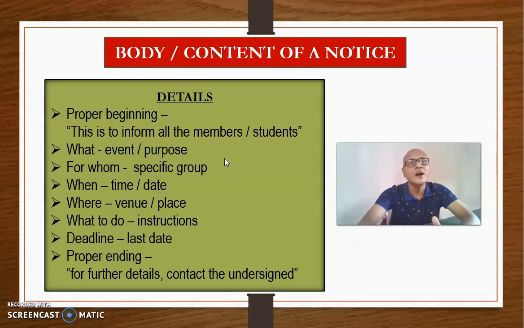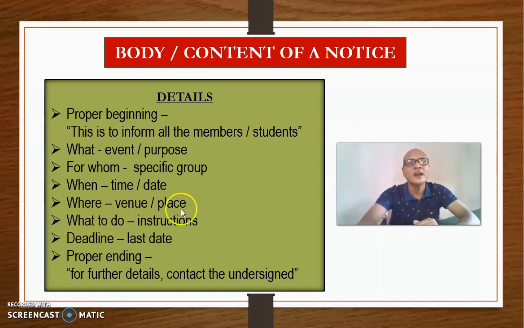Alright? Right after that, you have to answer the questions like when and where. So you have to clearly mention some of the details like time, date, venue or place. So while writing a notice, just keep in mind that you have to write the time, date and venue of the particular event about which you are writing the notice.